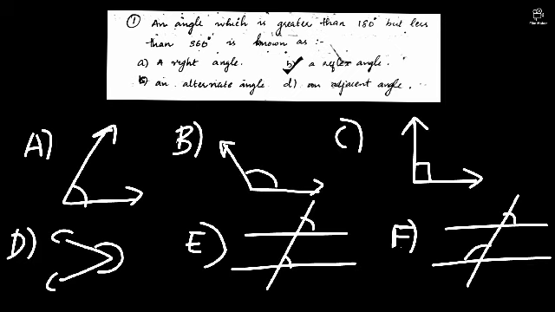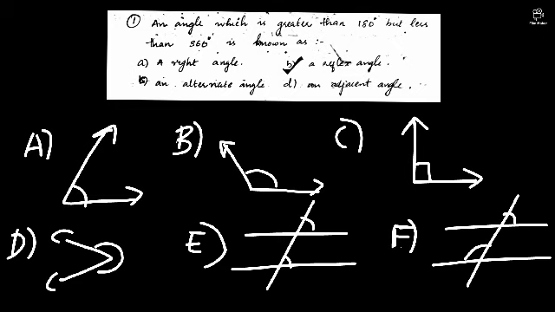So the figure shown in A is an acute angle. That means the angle measure is between 90 degrees and 0 degrees. And B is an obtuse angle, which is greater than 90 degrees but less than 180 degrees. And C is a right angle, which is 90 degrees itself. And D is a reflex angle, that means it is greater than 180 degrees but less than 360 degrees.